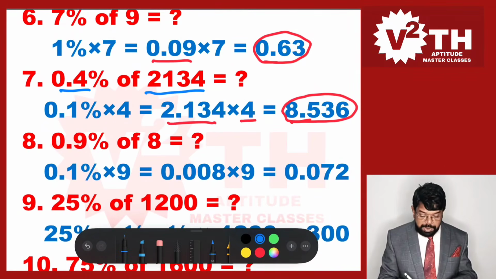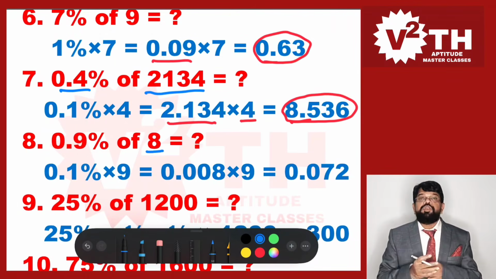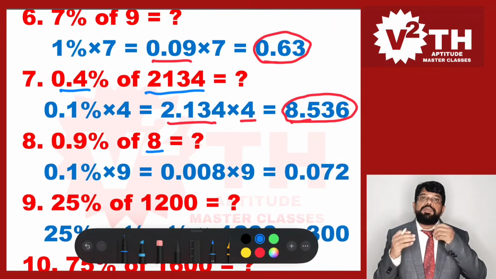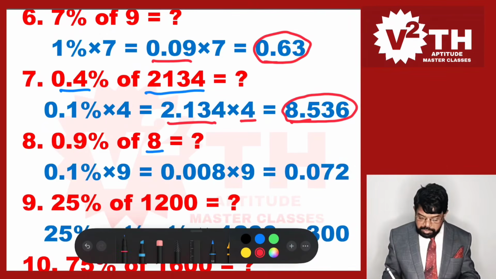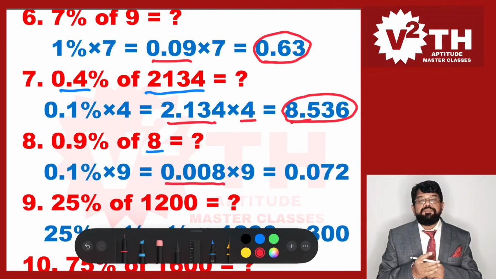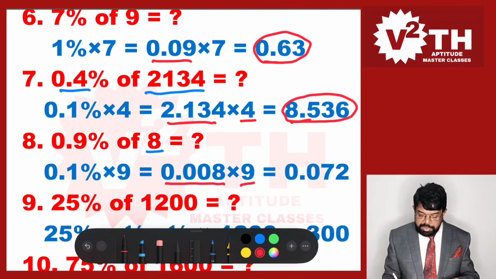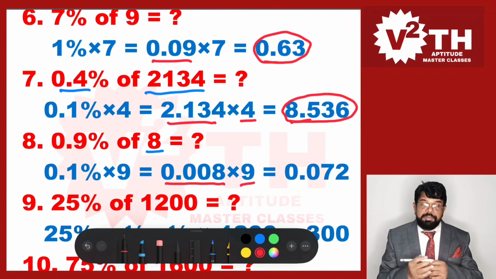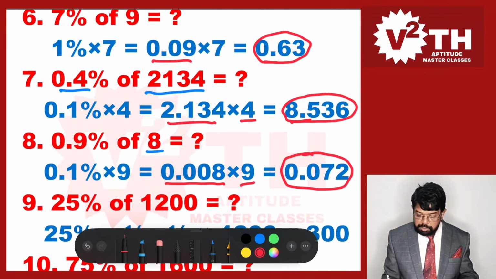Similarly, 8th question: 0.9% of 8. How can you calculate 0.9%? 0.1% value into 9. What is the 0.1% value in 8? After 3 digits you put the decimal: 0.008. After the decimal, 3 digits, and that can be multiplied by 9 to get 0.9%. 0.008 into 9, how much is its value? 0.072.